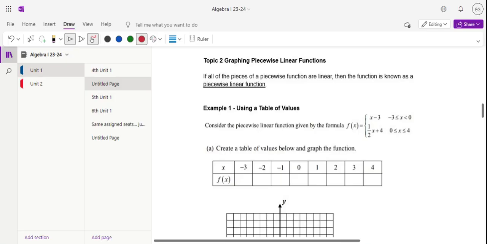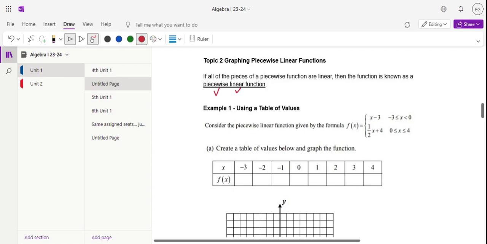Hi students, we're going to talk about topic 2 today. Graphing piecewise linear functions is what we're looking at here. If all the pieces of a piecewise function are linear, then the function is known as a piecewise linear function. Piecewise means it's in different pieces, and linear means all of them are lines.